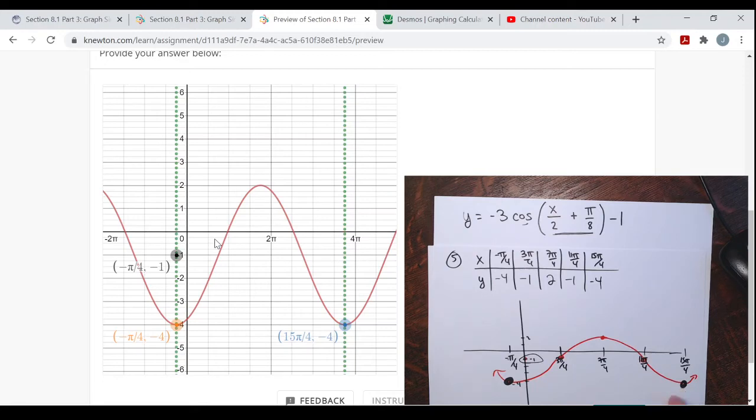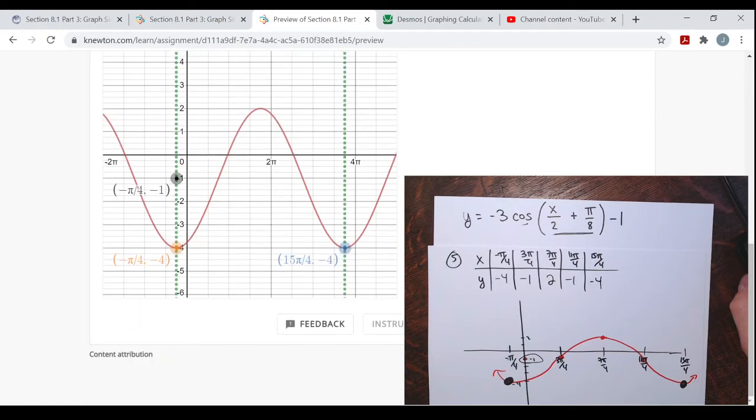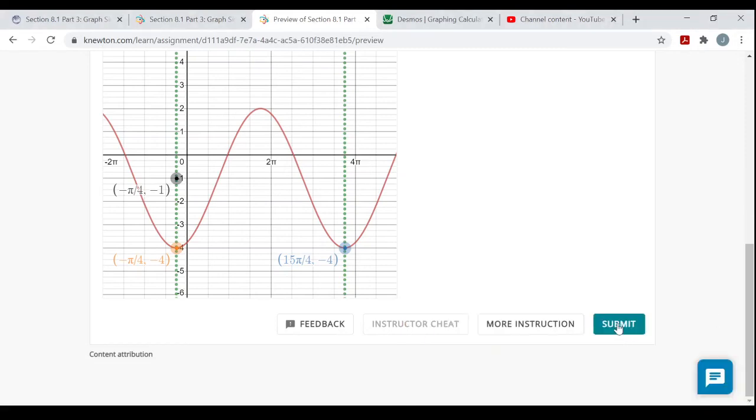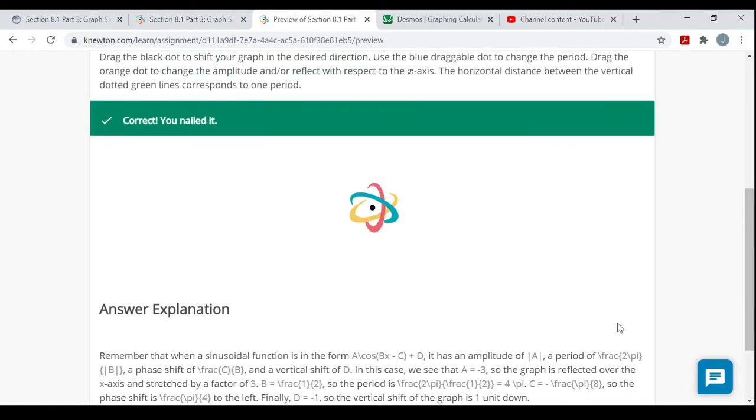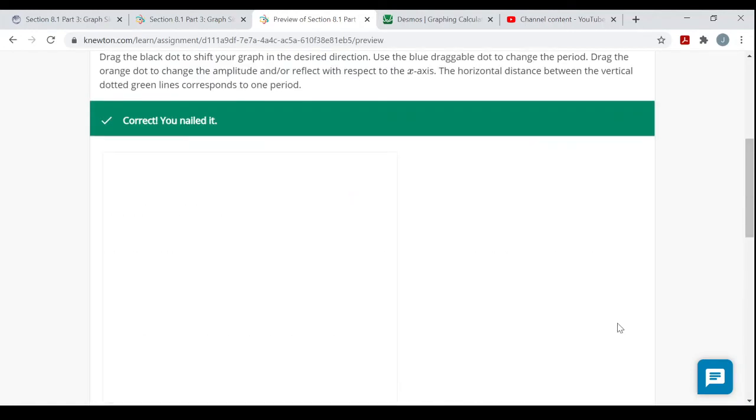So it's already done. The period is 4 pi, and it has an amplitude of 3, and phase shift to negative pi over 4, pi over 4 units to the left, and all that good stuff. So graph is perfect. But you see, if you practice this enough, you can get quick.